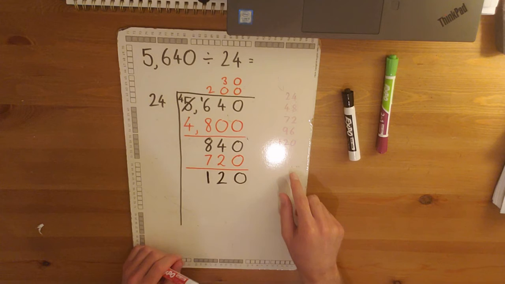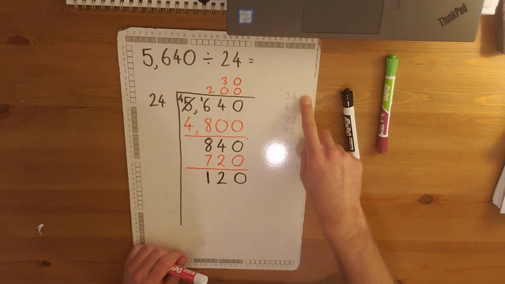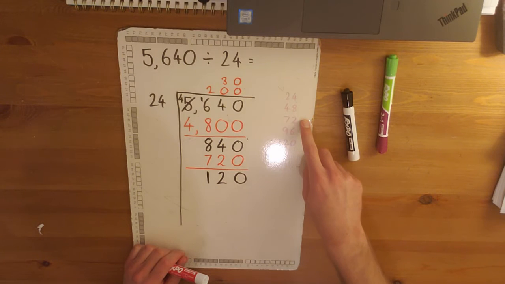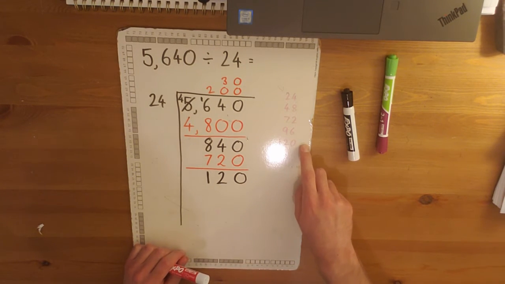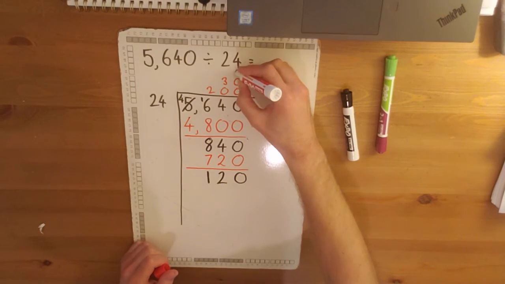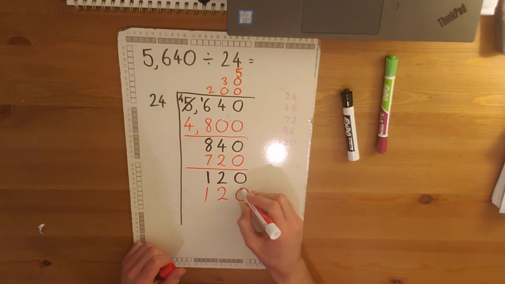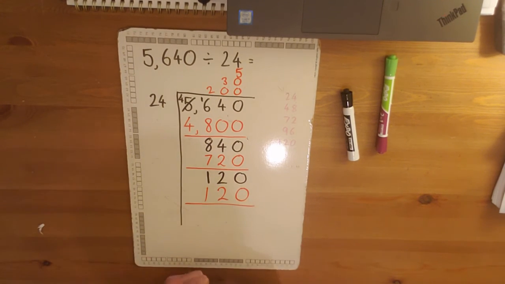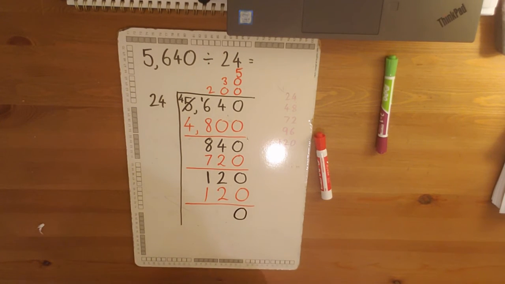And now helpfully, because I did my times table facts earlier, I can see that 1 lot of 24 is 24, 2 lots is 48, 3 lots is 72, 4 lots is 96, and 5 lots is 120. So I know that's actually exactly the same amount. So I'm going to put 5 up here, and just to remind myself, so I get into good practice, I'm going to subtract that amount as well. But I know 120 minus 120 is going to leave me with 0. So that means there's no remainder to this problem.